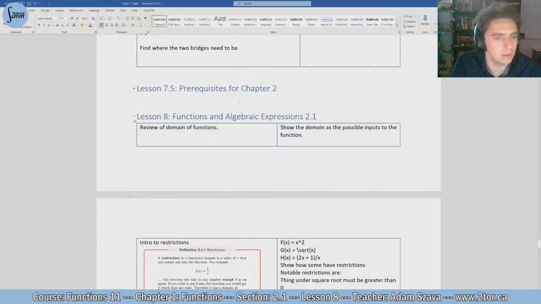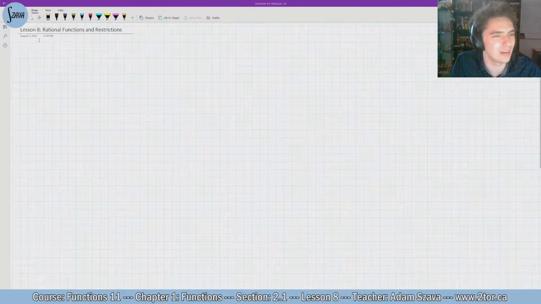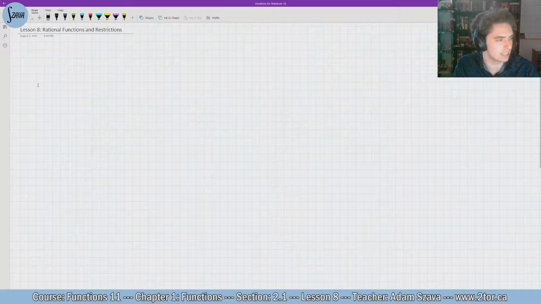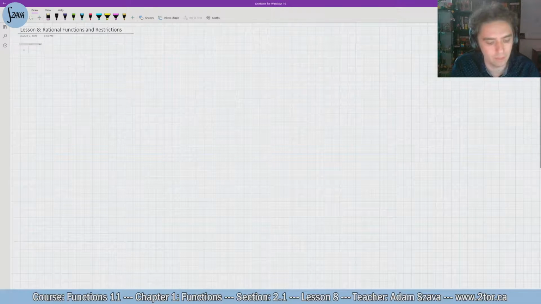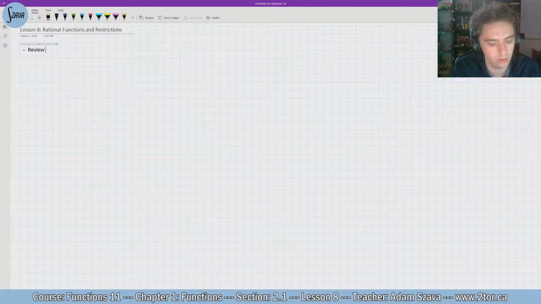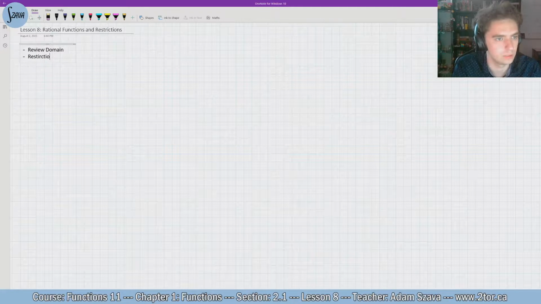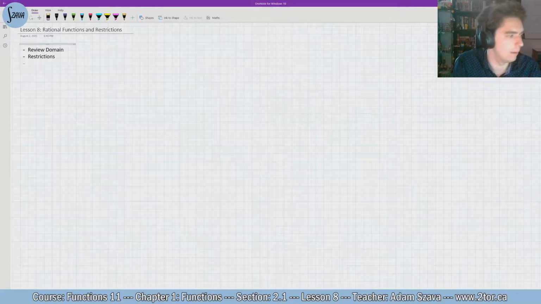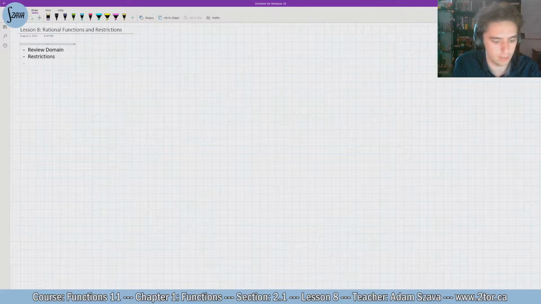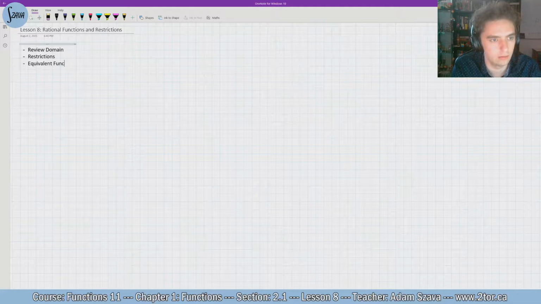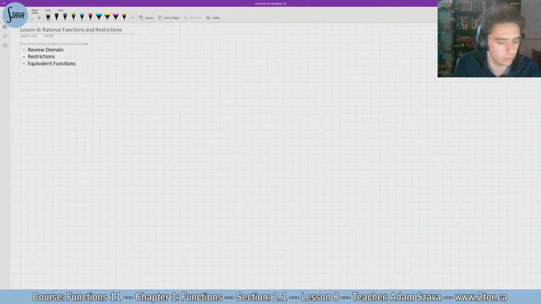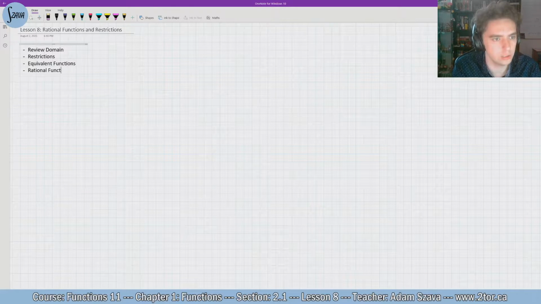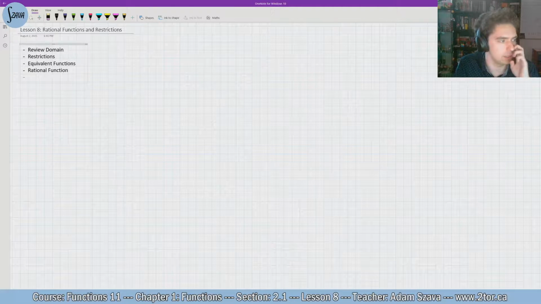Let's go through a little outline of everything that we're going to discuss today. To begin, we are going to review domain. We're going to talk about restrictions. And then after that, we are going to talk about equivalent functions. We're going to talk about rational functions, which is part of the name of the chapter here.